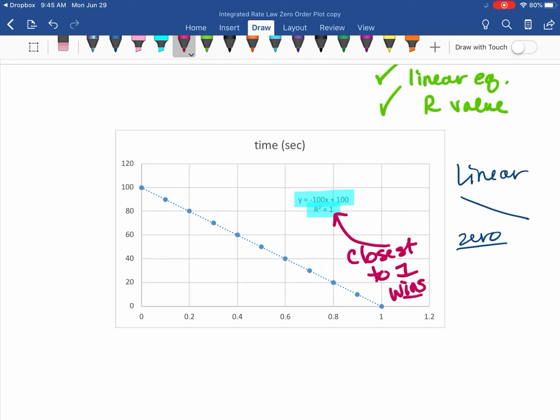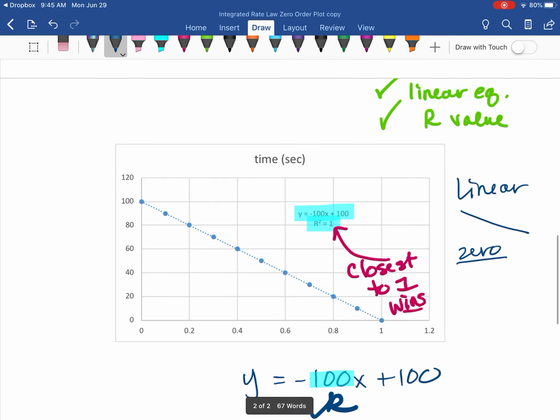So when we get to a place in our second order where we have 3 different plots that we're comparing, we're going to pick the one that's closest to 1. And then our line equation, we'll go ahead and write it, because that gives us k.